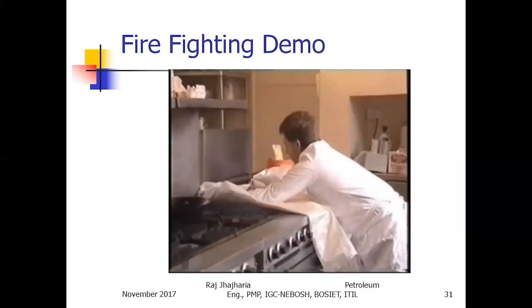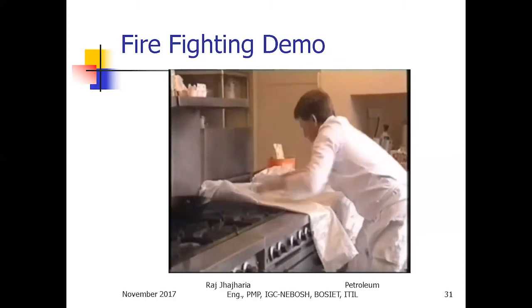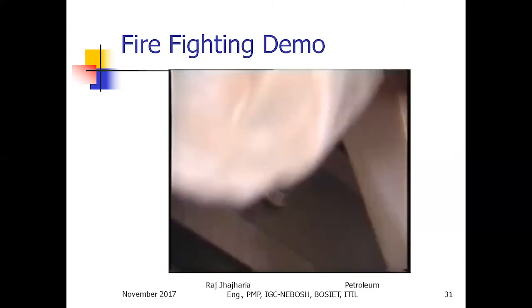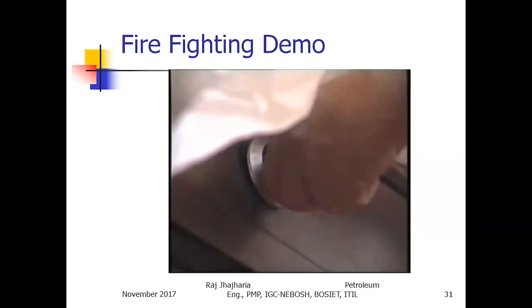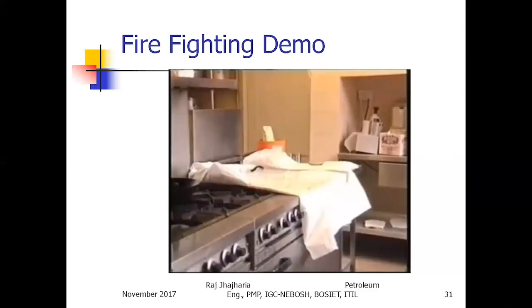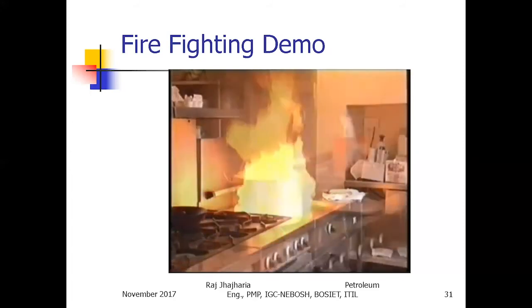Once the blanket is in position, the oxygen will be shut off and the fire will go out. Do not forget to turn off the appliance. Once the blanket is in place, it should be left until the container has cooled down, as removing it too soon will reintroduce the oxygen, and if the fat or oil is still hot enough, the fire will reignite.